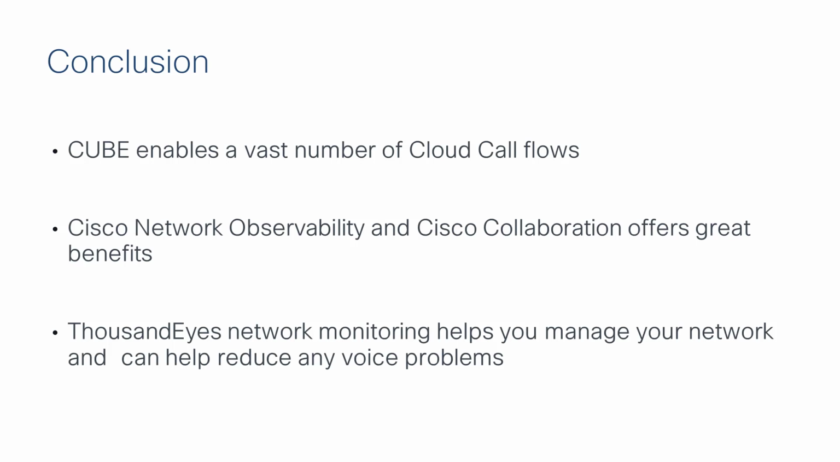This concludes a simple overview of one example to monitor the network path for Cube calls. A great example of how Cisco observability and Cisco collaboration can be better together. You can gather and share important metrics that will give you an idea of how the service is running and also help you resolve problems faster.